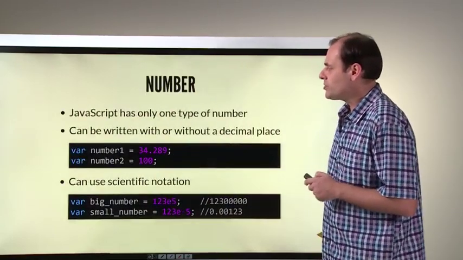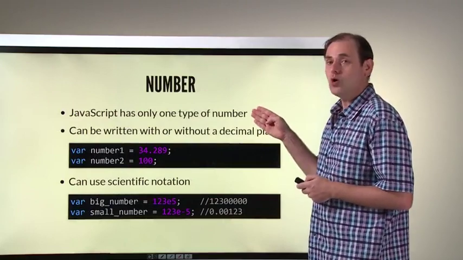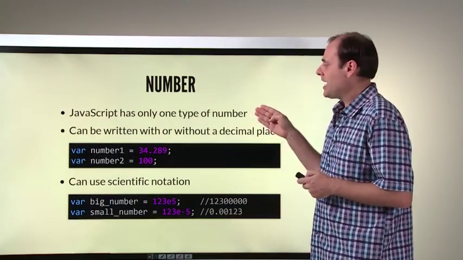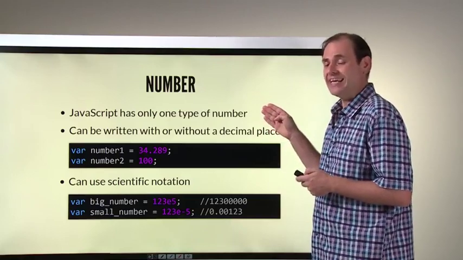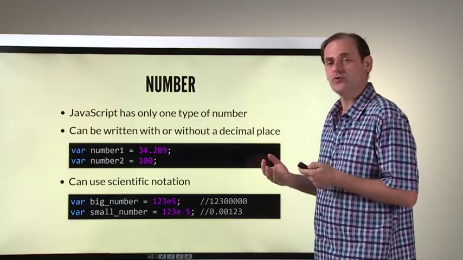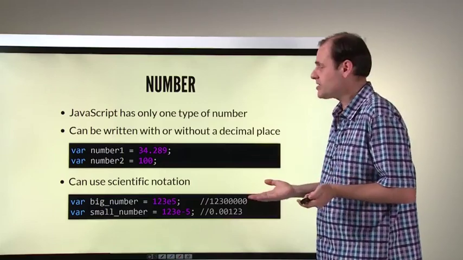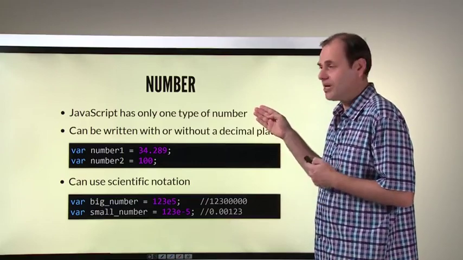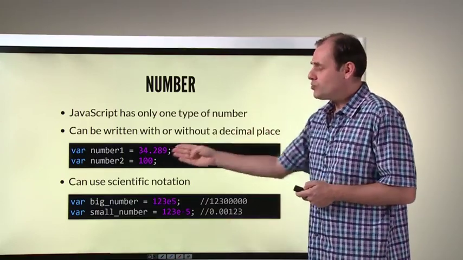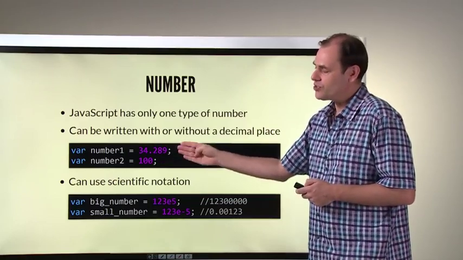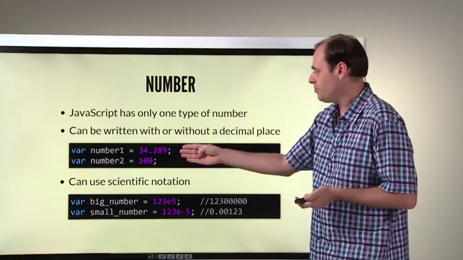Number, first of all. JavaScript has only got one type of number data type variable. Some other languages have an integer type and also a floating point type. Floating point means a number with a decimal place. They have two, but JavaScript just has one type of number. You can use a decimal place or not use a decimal place. As far as JavaScript is concerned, it's the same type of number.